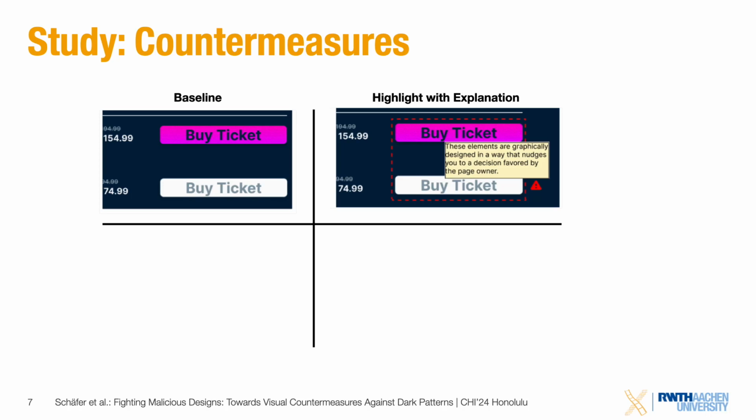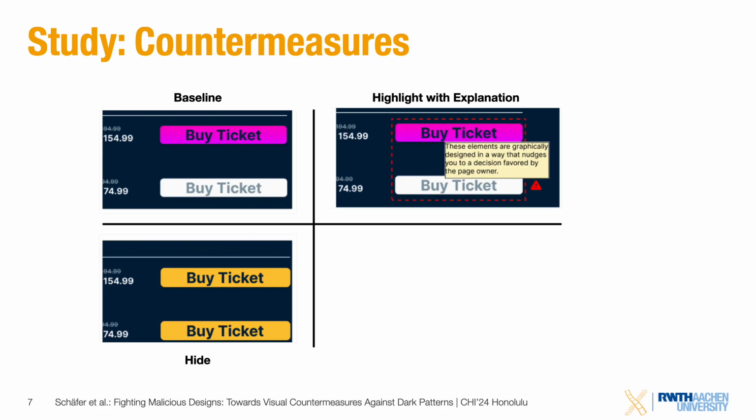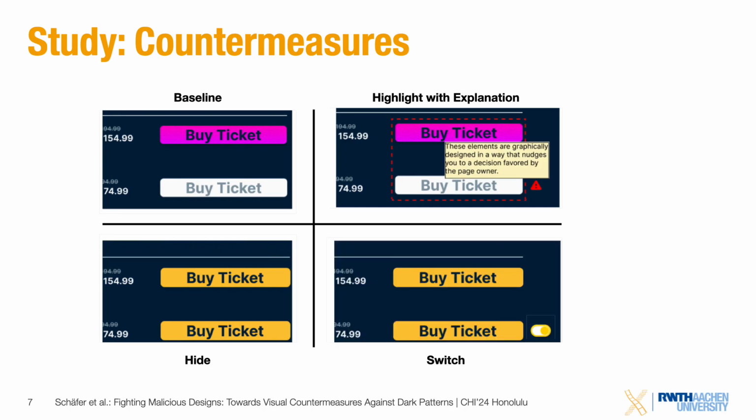In contrast to highlight with explanation, the countermeasure hide does not add content to the screen, but alters it to remove the manipulation if possible. This includes adjusting text or even the visual appearance. The last countermeasure, switch, initially looks like hide. However, a button next to the manipulation allows the user to switch back to the original content. With this, switch preserves all the information that was originally present.